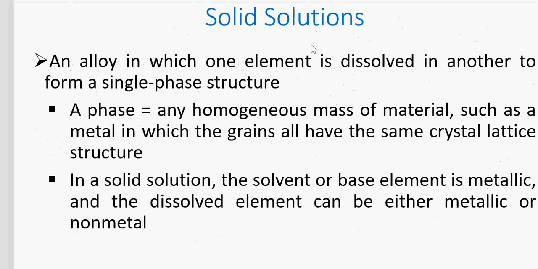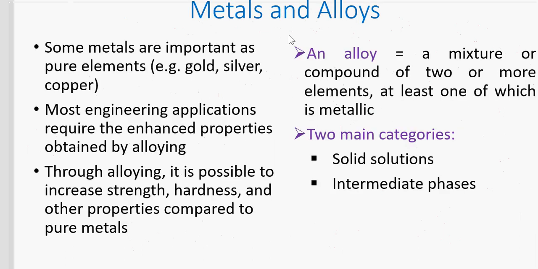Next is solid solution, an alloy in which one element is dissolved. Okay, next is metals and alloys. So what are metals and alloys? Metals are important, such as pure elements like silver and gold. They can be used in their pure element form, in their high purity form. Gold, silver, and copper are used for electrical applications.